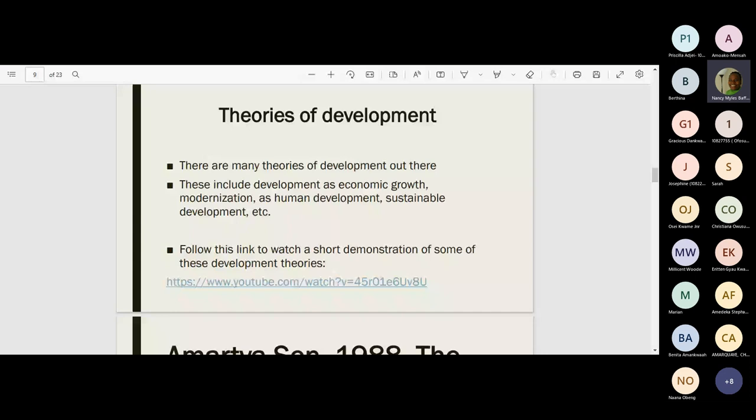It's a key matter. Development is not a joke. So your sister says there are all these different theories and thinking around the concept of development. And you have been given a link to go and watch a short demonstration of some of these development theories. You can do that later.